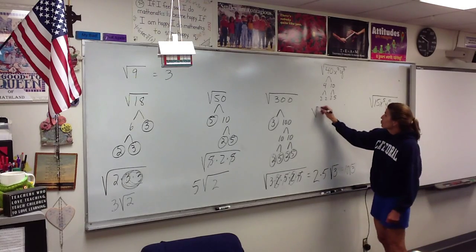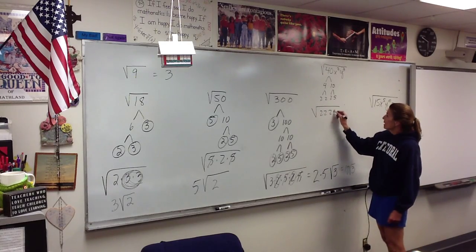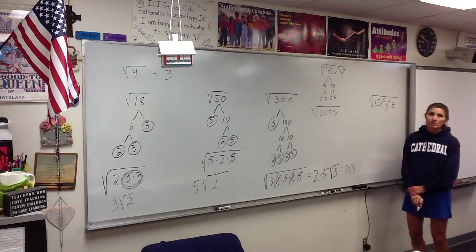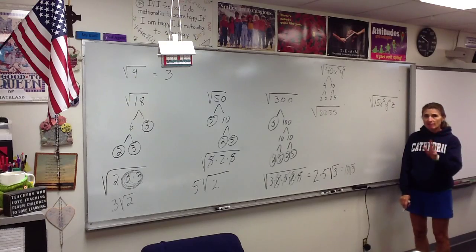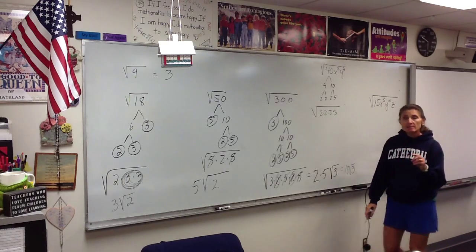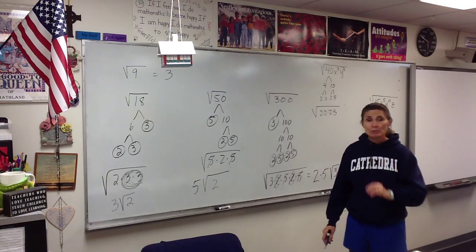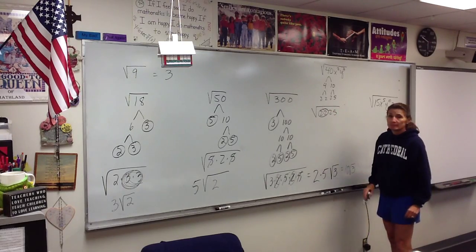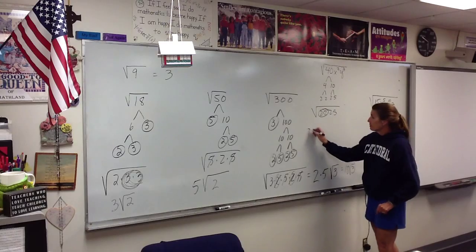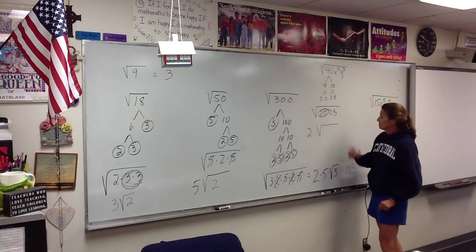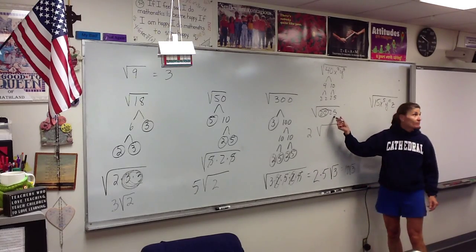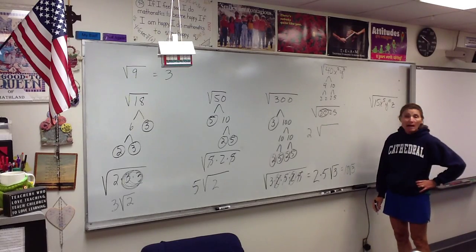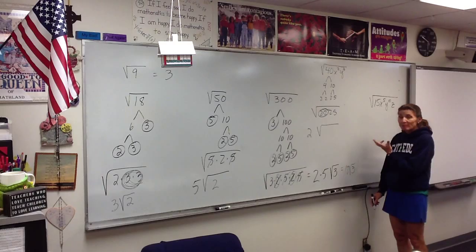So I have the square root of 2225. Now what am I allowed to take out? Anything that I have 2 of. Kids, you have to have 2 to take it out. So I've got 2 2s right there, so I'm going to take them out. Out comes a 2. Now what's left is 1 2 and 1 5. I don't have 2 of anything, so they have to stay under there.